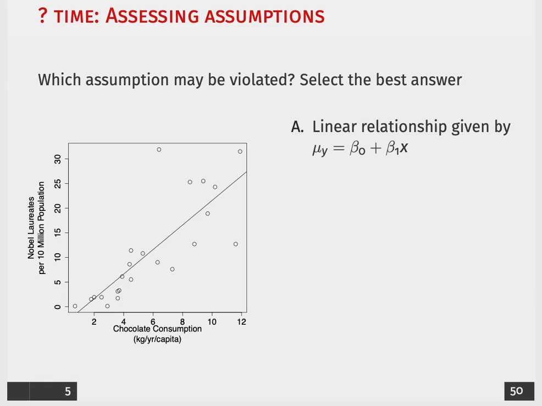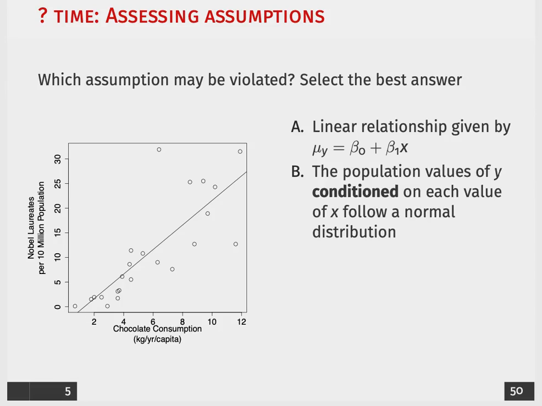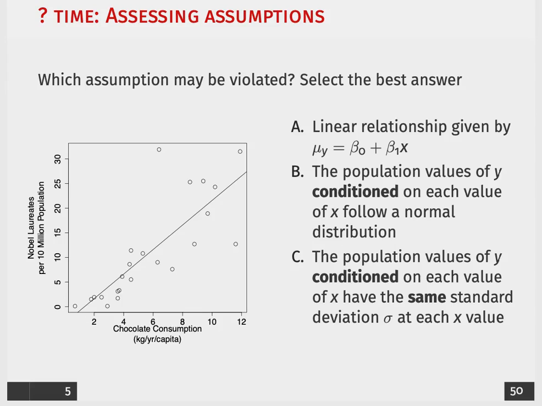There is a linear relationship given by the data. So again, do we think that that is violated here? Again, the second assumption we have is that the population values of y conditioned for each of our x values follows a normal distribution. Do we think that assumption likely holds? And third, does the population value of each y conditioned on each x have the same standard deviation or the same variance at each value of x, or none of the above? Now I'll give you a second to think about this.